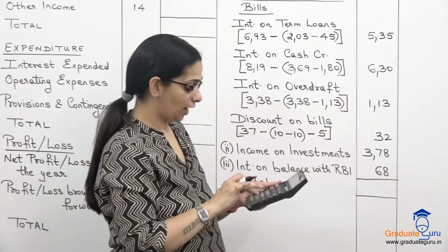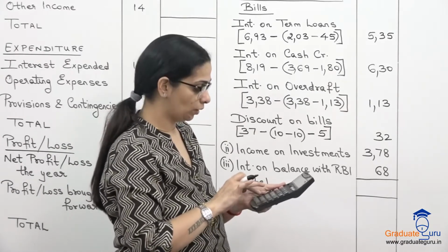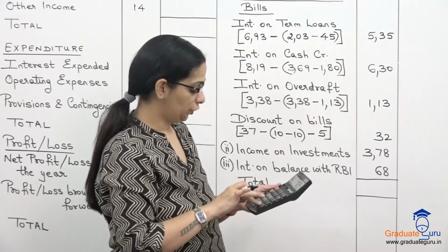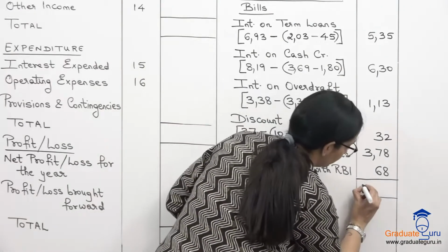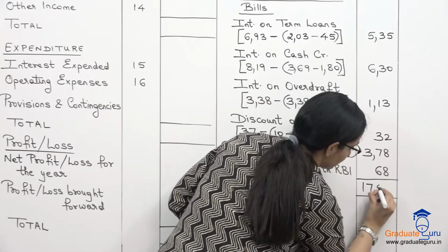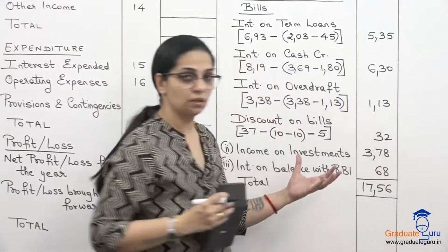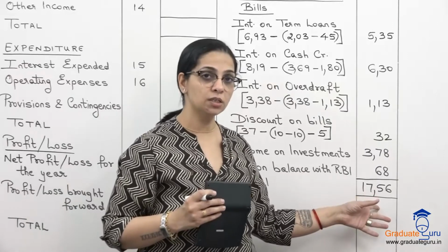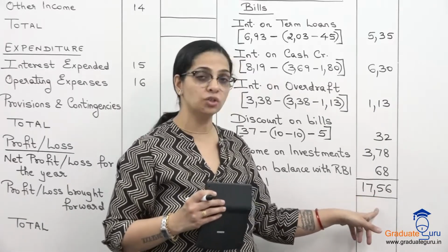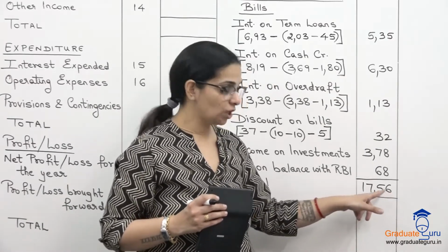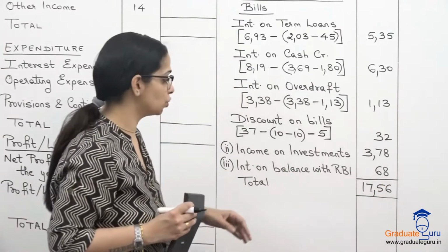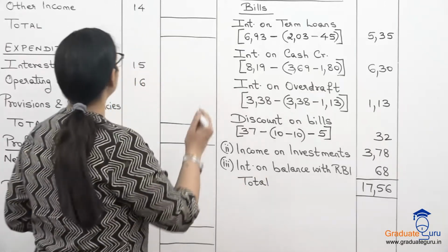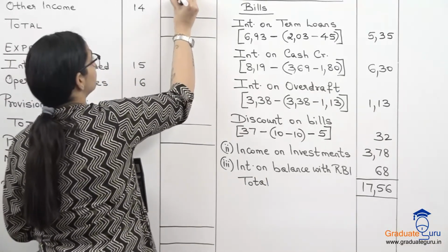So 535 plus 630 plus 113, 32, 378 and 68, we get 1756. See how differently I'm writing it? I'm putting the comma after 2 digits. From the back, you leave 2 digits and then you put a comma. That's how you show your accounts over here. So 1756 I'll bring over here.